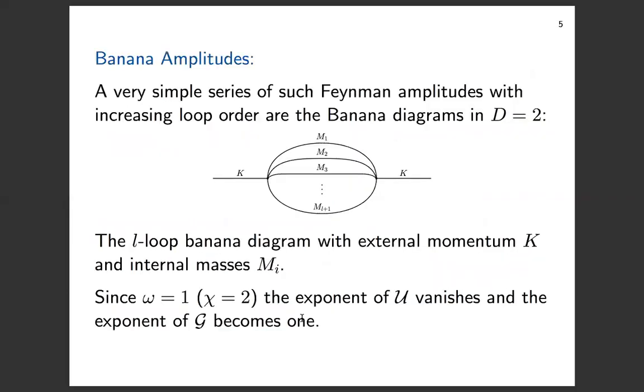So now I come to a very particular Feynman graph, which is very simple, of course, as you see. It is a series of Feynman graphs which have just one external momentum, and it has L plus one masses, so it has L loops. So you see the number of meshes is L, and then it has L of these mass parameters. And now we can calculate these.